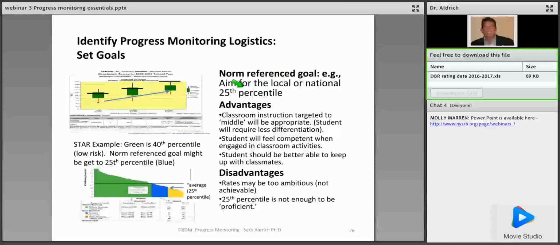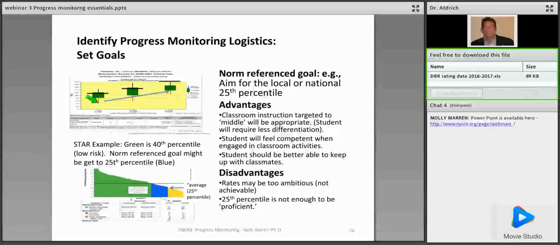So the idea of a norm referenced goal would be the student, for those of you who don't know box and whiskers, I'm probably not going to do a box and whisker lesson, but suffice it to say, the student is below the group here. This would be the scores represented by most of the students' peers either nationally or locally. This student is below the 10th percentile, I know from this box and whisker report. The dot is the student.